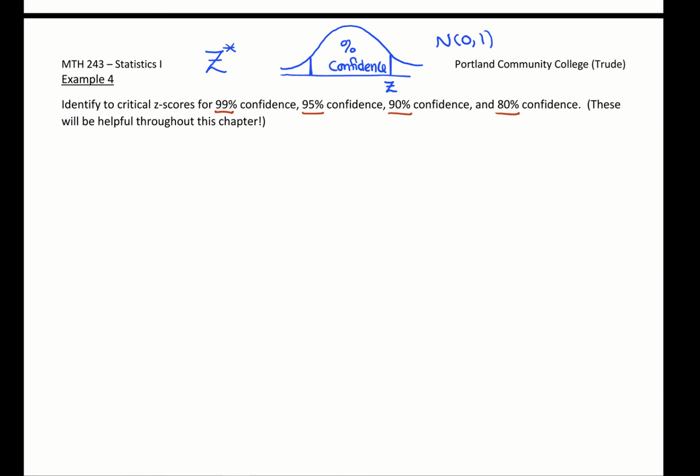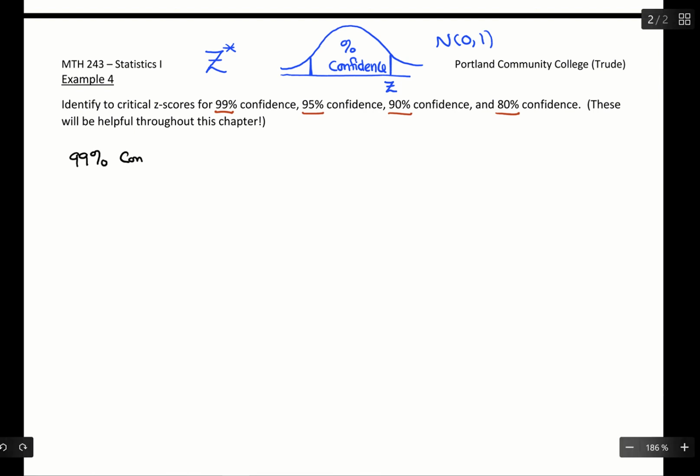Now, you don't have to find them every single time. The only time you would need to go and find a z-star value is if we suddenly do a confidence interval with a different confidence level than we see here. If I suddenly said, find an interval with 86% confidence, then we need to go through these steps again. But let's go ahead and look at how we would find these values for our different confidence levels.